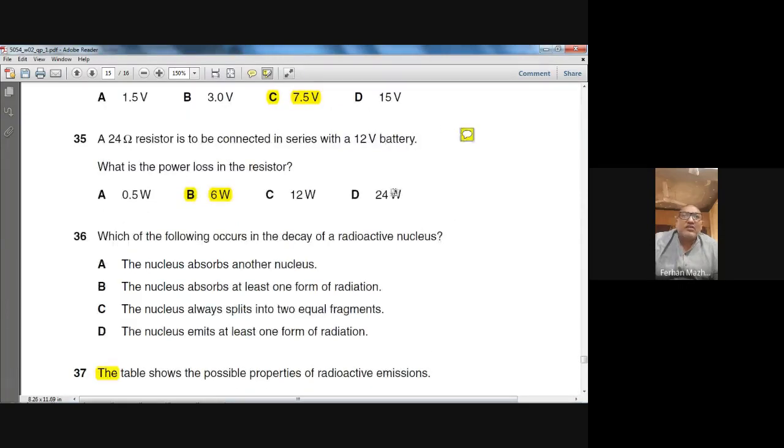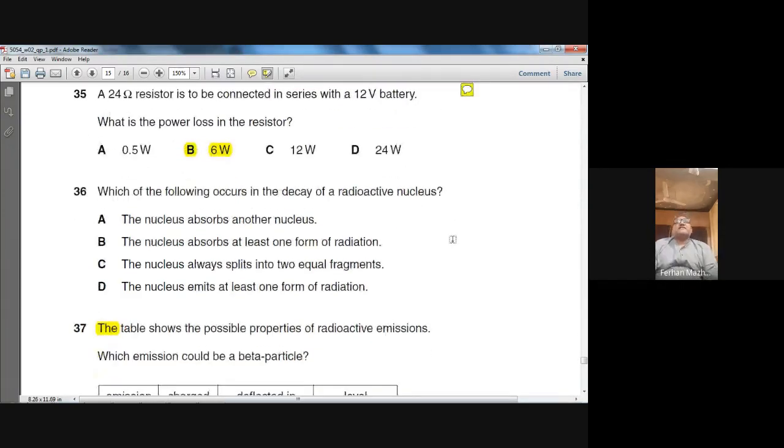Which of the following occurs in the decay of a radioactive nucleus? The nucleus absorbs another nucleus? No. The nucleus absorbs at least one form of radiation? No. The nucleus always splits into two equal fragments? Maybe. The nucleus emits at least one form of radiation? Yes, D is the right choice.